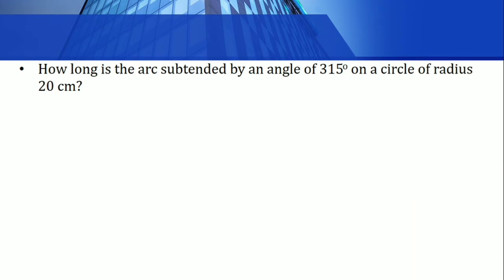So, next example, how long is the arc subtended by an angle 315 degrees on a circle of radius 20 centimeter? Dito naman, yung given natin is naka degrees naman siya. Yung theta natin is 315 degrees and yung radius natin is 20 centimeter pa rin. Sabi natin, S is equal to theta R. Pero take note, itong formula na to is naka-radians dapat yung theta natin. So, 315 degrees, convert natin yan sa radians.